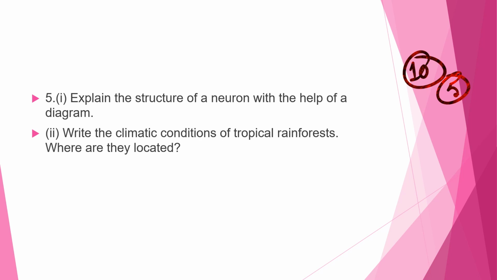Now the next one, write the climatic conditions of tropical rainforest. So in tropical rainforest, the temperature is high and the climate is warm and humid, and tropical rainforests are found in the equatorial region, right?